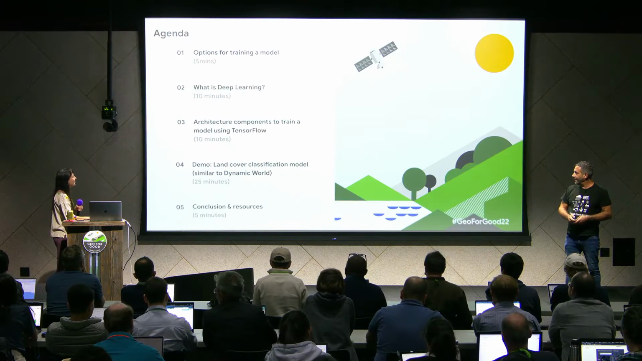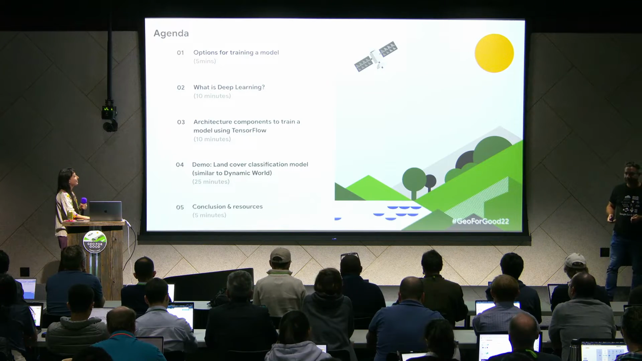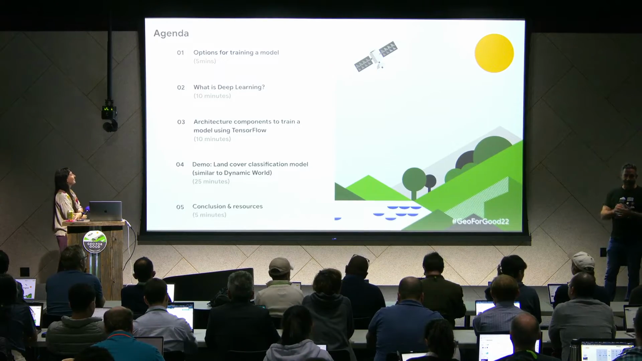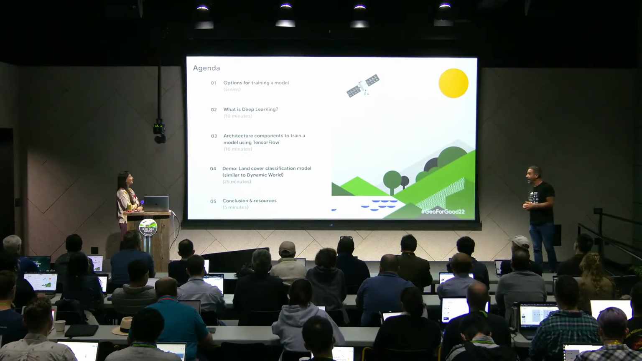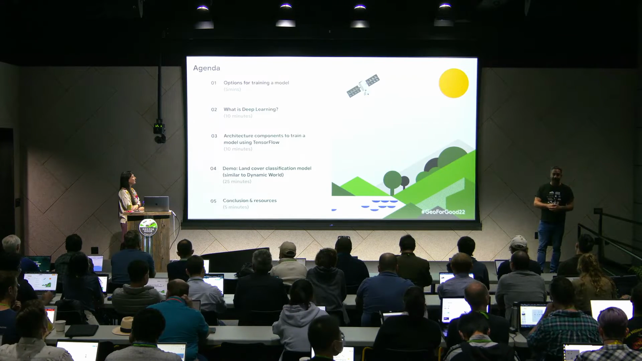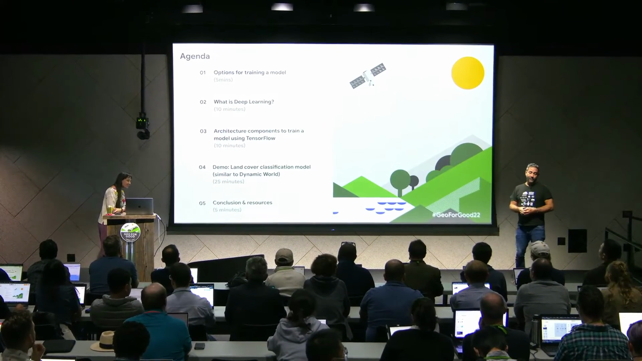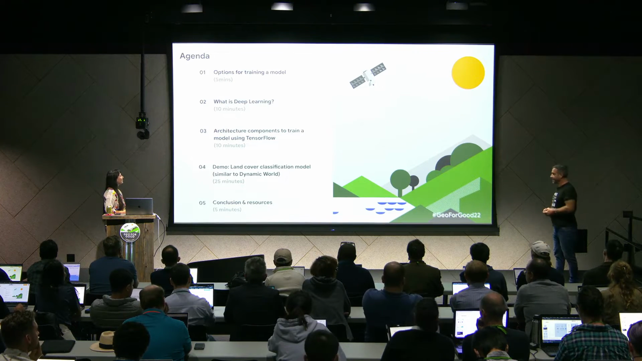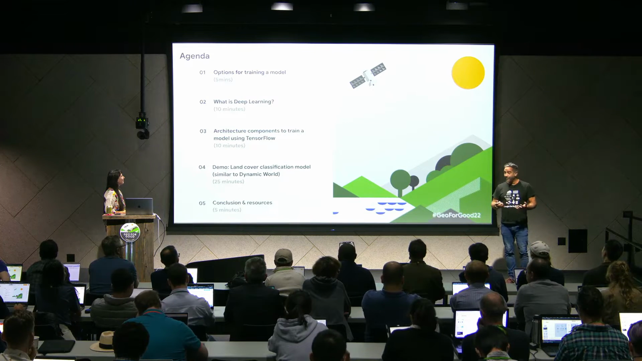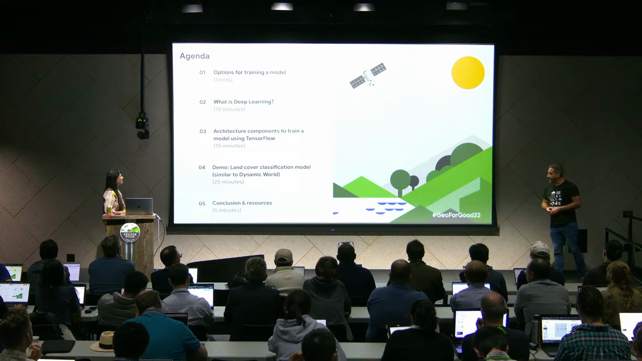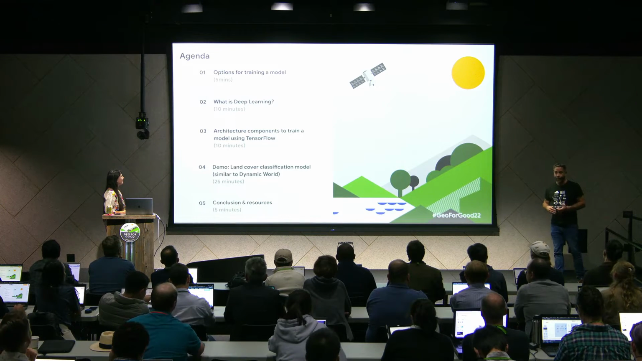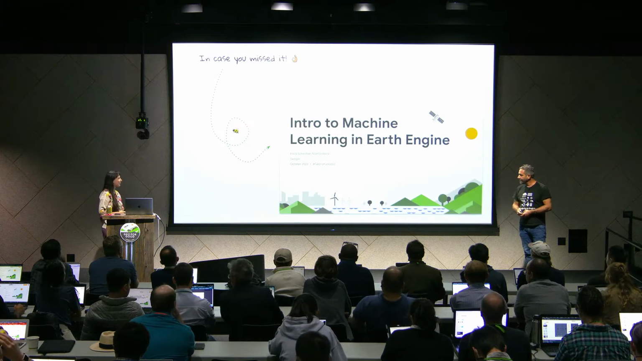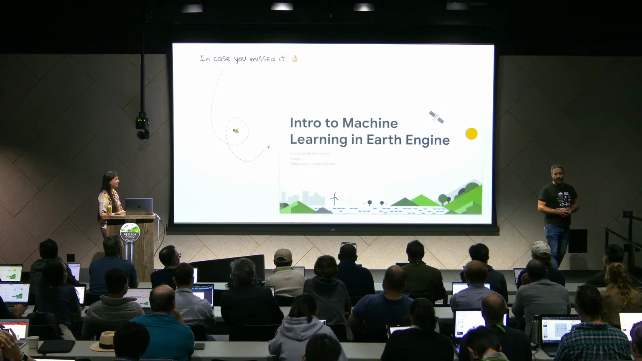All right. Let's just dive right in because we've got a lot of content here, and we're going to try to get through it all without going over. So we're going to talk about a bunch of things here. The first is just options for getting training data out of Earth Engine and training a model with it. We'll talk a little bit about what deep learning is and the architecture of models that you would use to implement deep learning in TensorFlow. And then we'll have a short demo of some working land cover classification examples, and then we'll just wrap up from there.